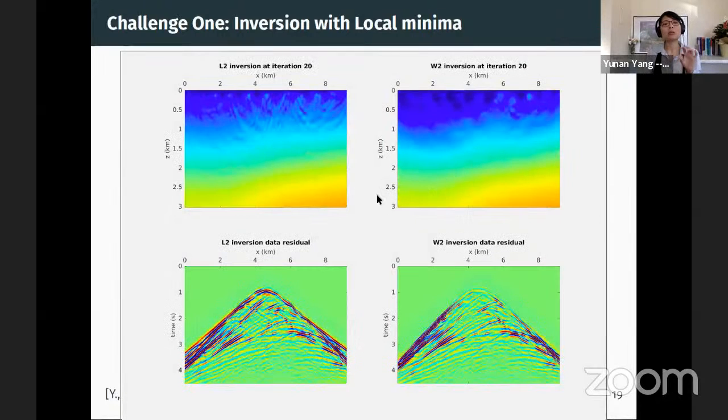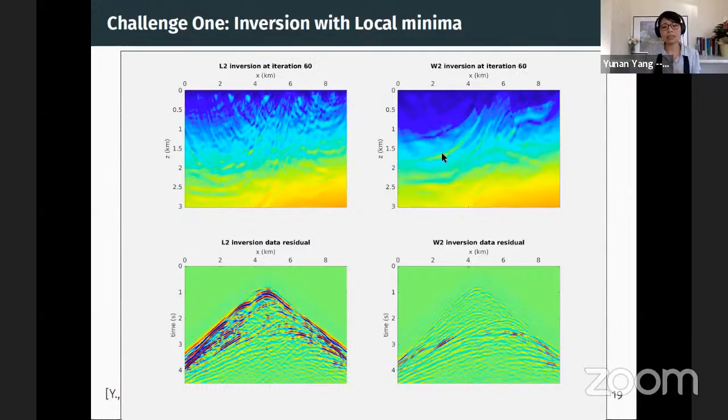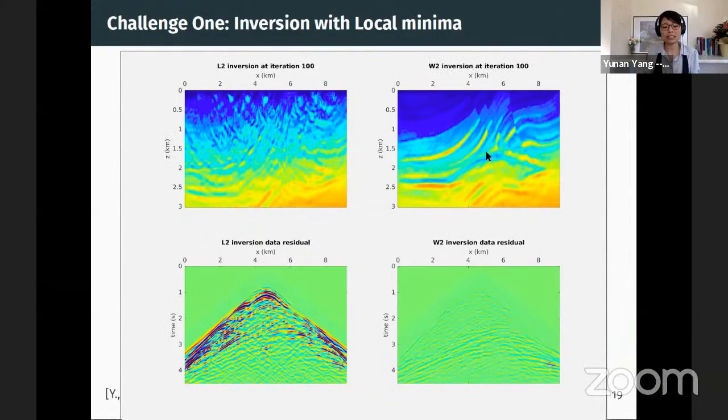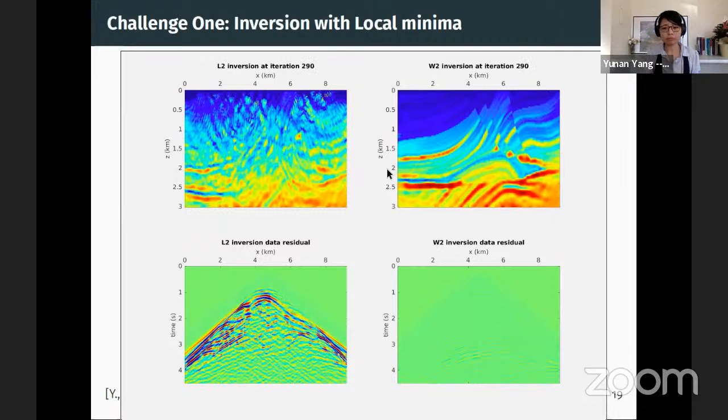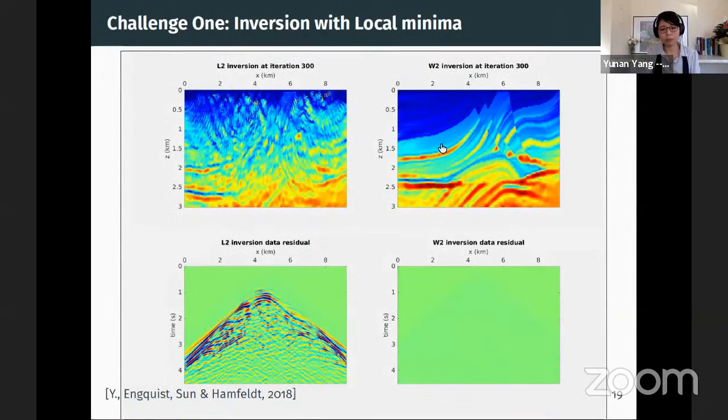Let's do it again. So both the L2 least square based method and the quadratic Wasserstein based method start with exactly the same velocity. But that's also the only difference in their entire framework, the PDE-constrained optimization framework. The only difference is the objective function and the corresponding gradient. But they have different convergence paths, and one clearly gets stuck at a local minimum because the residual refuses to diminish for the later 200 iterations. And the reconstruction is far away from the true Marmousi model, which is a benchmark for geoscientists and geophysics exploration.